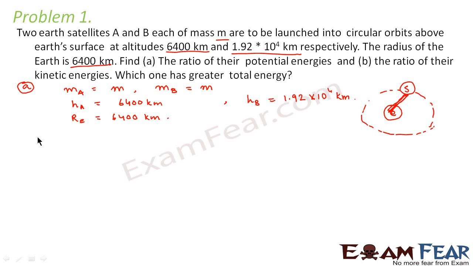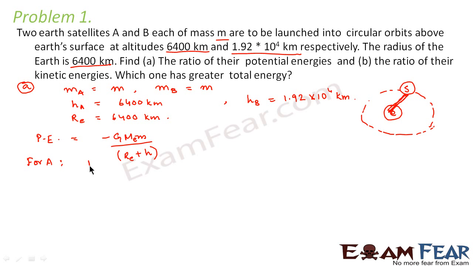So let us calculate the potential energy first. Potential energy is equal to minus G M m divided by R. That is the total distance. R is the distance of the satellite from the Earth. So what would be the distance? It would be the radius of the Earth plus the height of that particular satellite. This capital M is the mass of the Earth. Now let us calculate the potential energy for A and then for B.